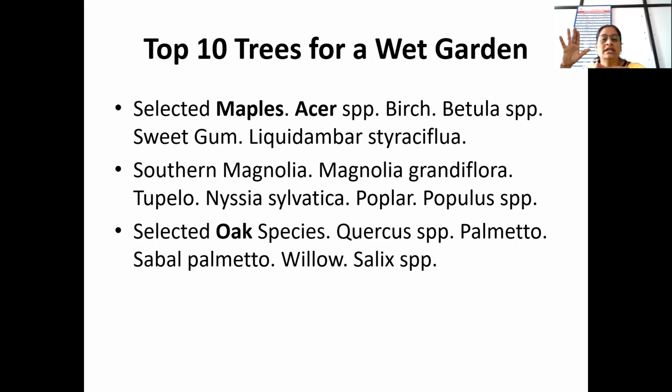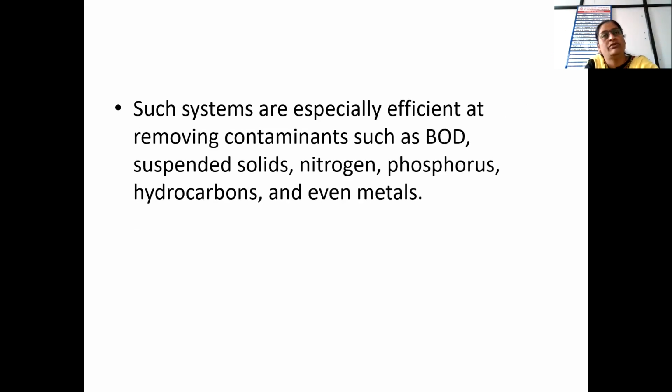Okay, and then cut the trees after some particular time and use the cut plants for soil reclamation. Only these highlights you need to understand, and then you can easily construct the wetland for the treatment of wastewater. Such systems are especially efficient at removing contaminants such as BOD, suspended solids, nitrogen, phosphorus, hydrocarbons, and even metals too. Okay, so these are the specific parameters which can be removed from the wastewater with the help of a constructed wetland.